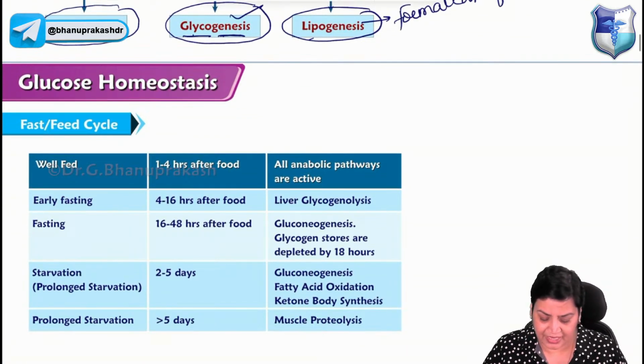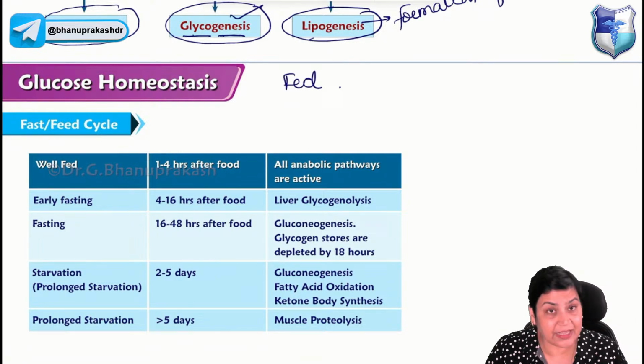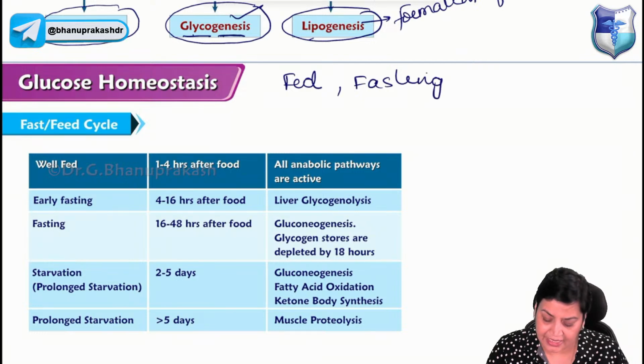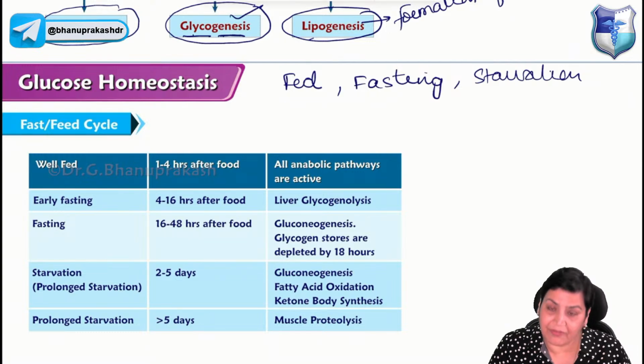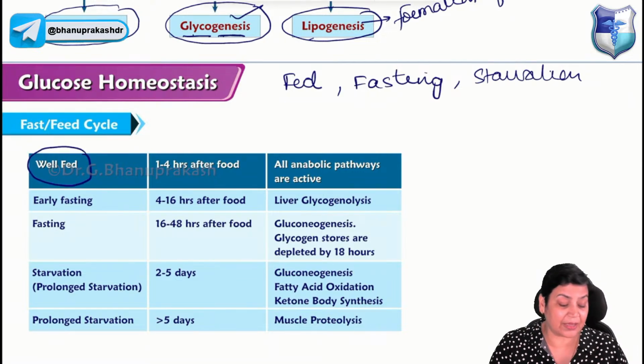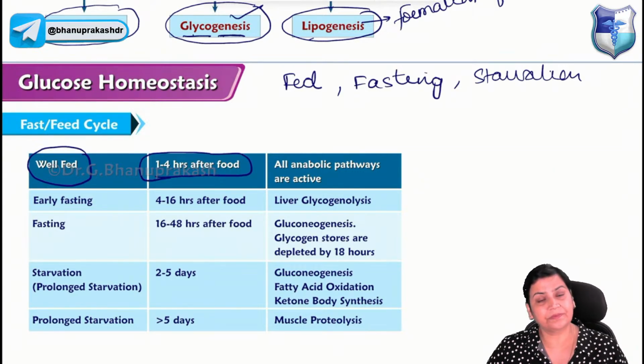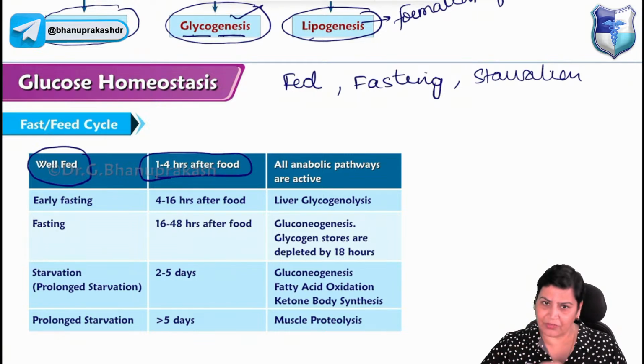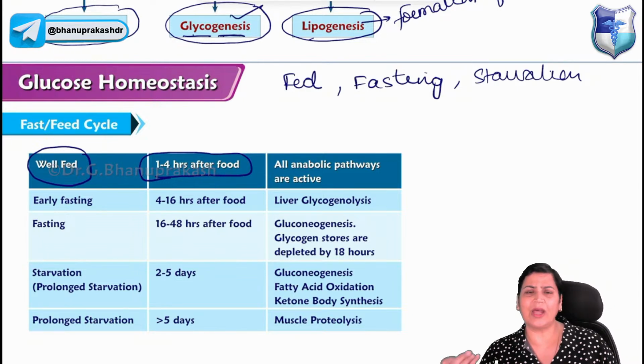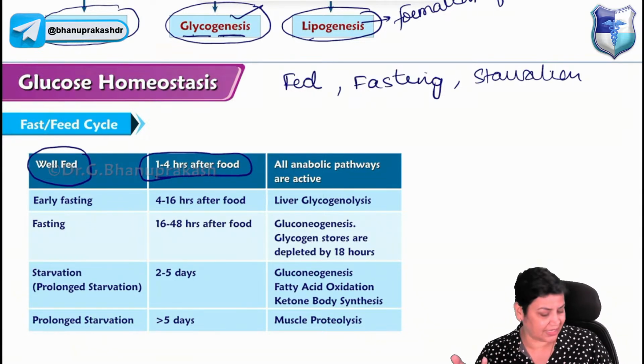Now this is very, very important. I told you our body has three main states. One is the fed state, okay, the fasting state, and the starvation. Now if I talk about the well-fed state, it will start 1 to 4 hours after food. When you are eating something, obviously the body will undergo absorption. So the post-absorptive stage will be the well-fed state. Exactly 1 to 4 hours after this. Now, in the well-fed state, all the anabolic reactions will be accelerated, isn't it?